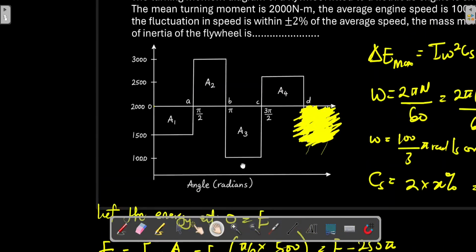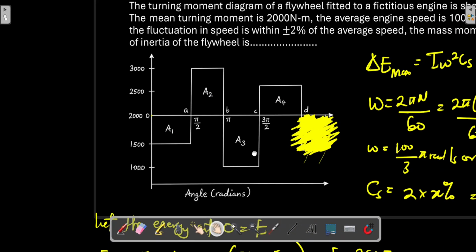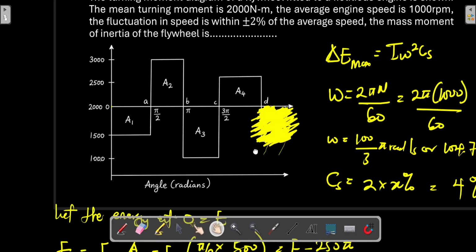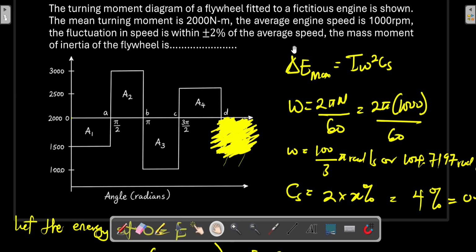It is simple. So first and foremost, what do you have to do? You first state the relationship between the energy fluctuation and I. We're asked to find I. Now I can find the energy fluctuation of a multi-cylinder engine. That is all we've just done, right?